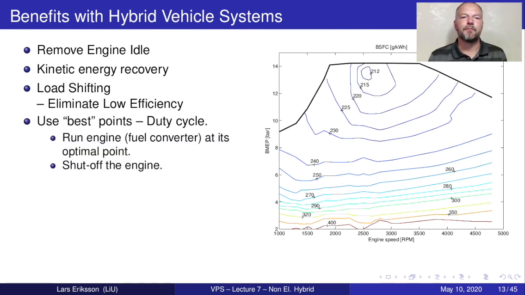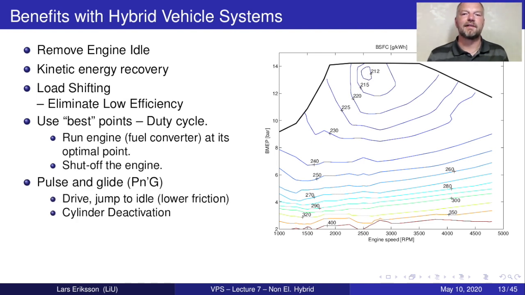There is also another option to use the best points and duty cycle. So use the engine at a high load point, and then we turn off the engine, so a freewheel. This is sometimes called pulse and glide, so we pulse with high power, and then we glide with the engine off or with the engine decoupled, so that it works at idle conditions. This means that when we are doing the pulse, we are accelerating, we go over our average speed, and then when we roll freely or freewheel, we get access to lower efficiency.